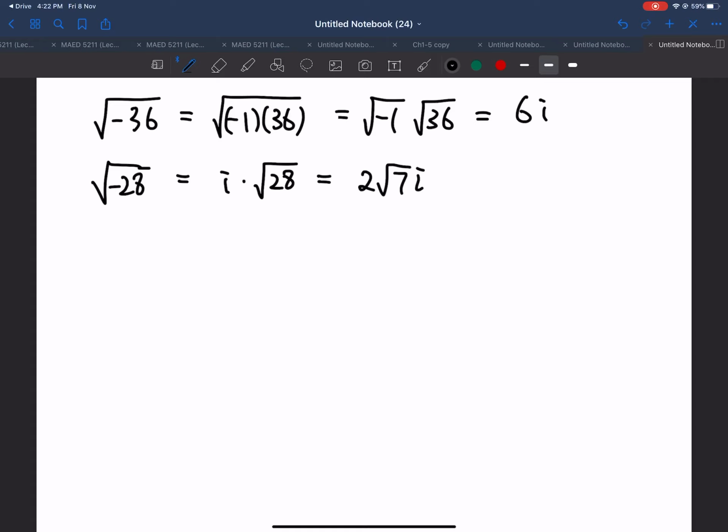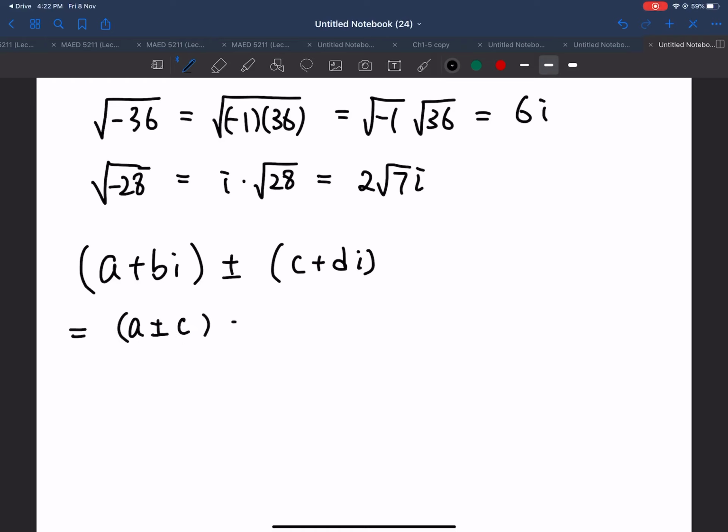Now, to do the addition and the multiplication of complex numbers, for addition it's quite simple. a plus bi, and then plus or minus c plus di, and then what you do is just consider i as an unknown, like 1 plus 2x plus 3 plus 4x. You know how to do it. Simplify this one. So in this case, the real part is a plus or minus c, and the imaginary part is b plus or minus d i. Just like when you consider i as an unknown.